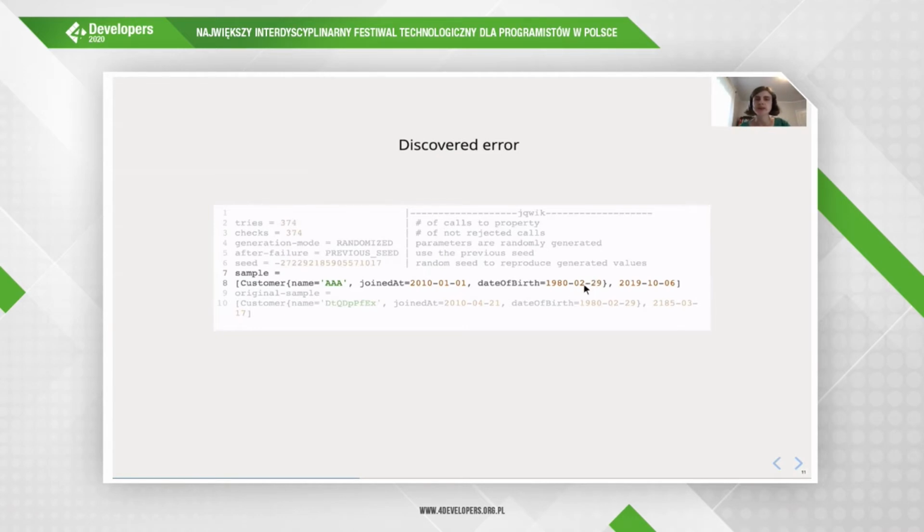Yes, it's the 29th of February. So it's a leap year, and my implementation didn't take it into account. And actually, my code threw an exception there, so the test failed. So it's something which I wouldn't have discovered in my simple 5 example-based test that I showed before. And that's where property-based testing really shines. This is really what it is for.